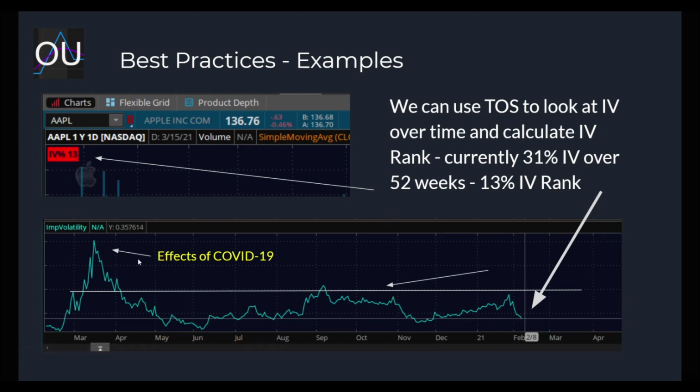So unfortunately, the IV rank is rolling off. When we get to about April or May in 2021, you would start to see the effects of IV rank return back to normal. So be careful with that value if you're looking at IV rank until April or May of this year.